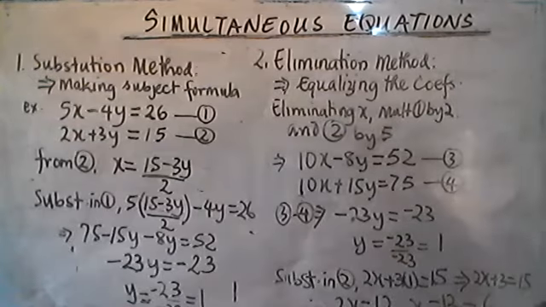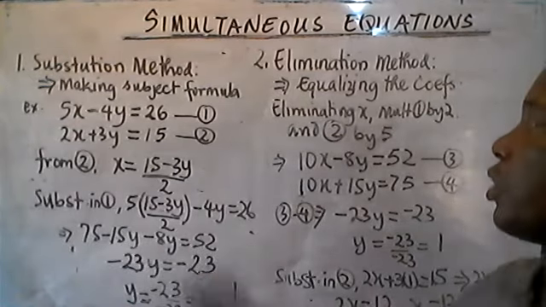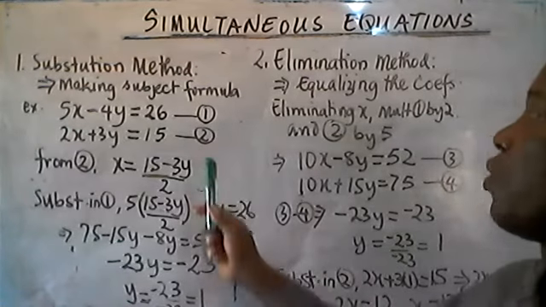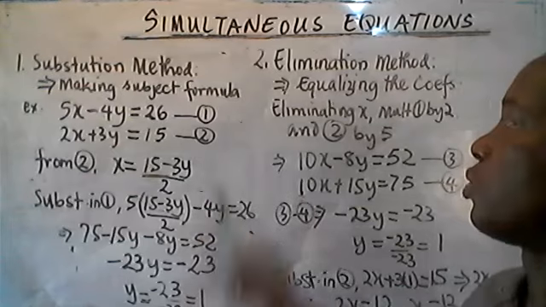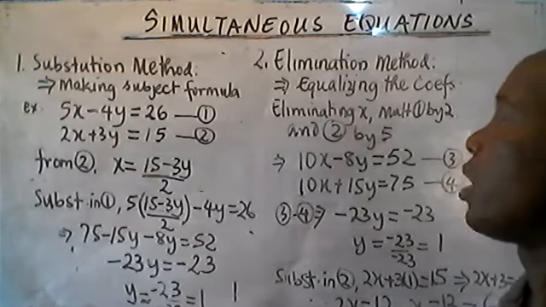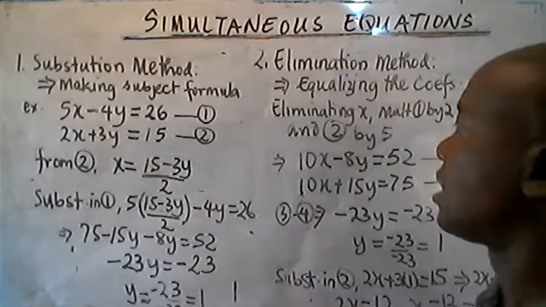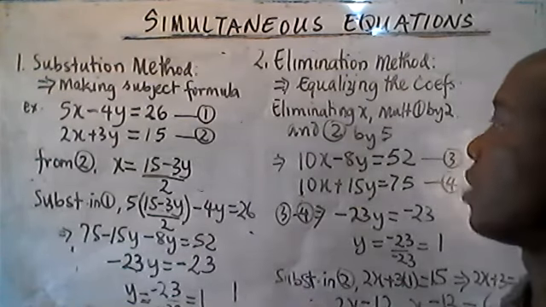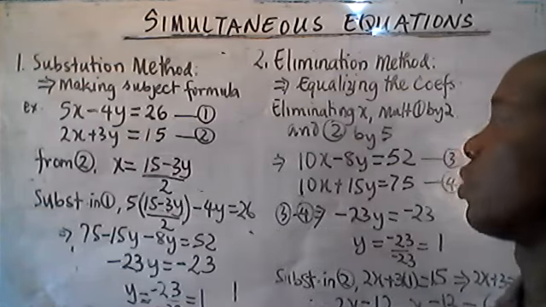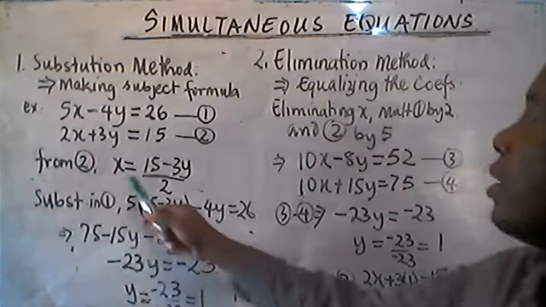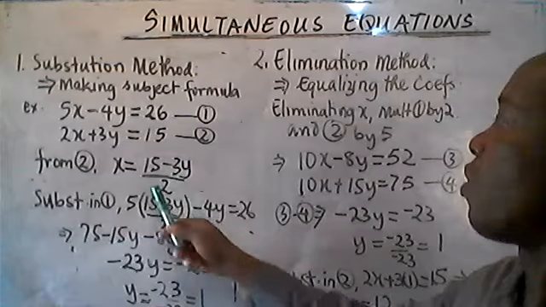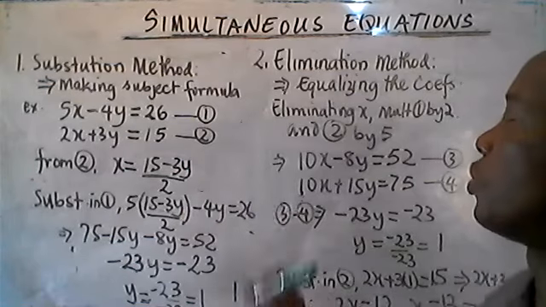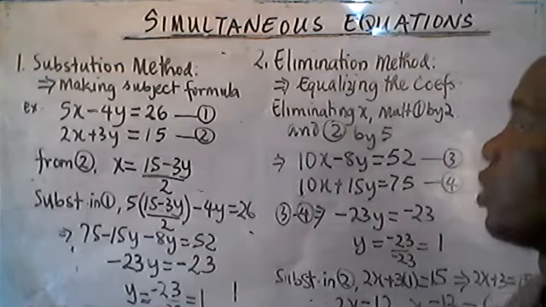Now, we substitute in equation 1. Remember, when you use equation 1 to make the subject of the formula, you substitute in equation 2. And when you make x in equation 2 the subject of the formula, you substitute in equation 1. Therefore, x equals 15 minus 3y all over 2 is from equation 2, so we now substitute in equation 1.